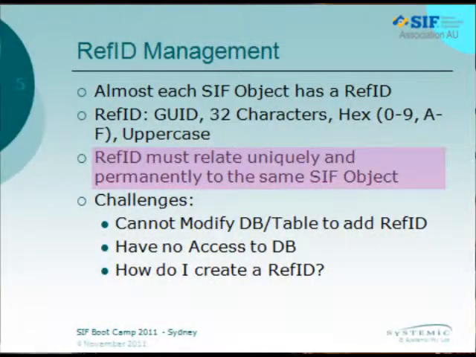A RefID is unique for each object and should be permanently related to that object. That means if in your database you have student data, and now you send that off to the SIS, at that time you create a RefID because you would not have one in your database, for example. You send it to the SIS. You have to keep that RefID, because next time you send that same object again, you have to reuse the same RefID.